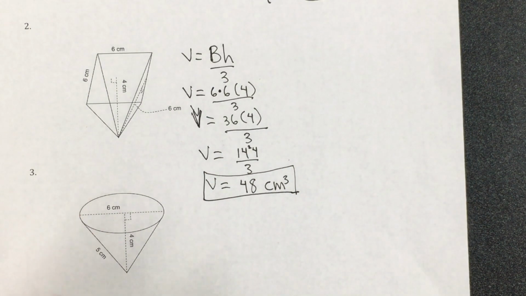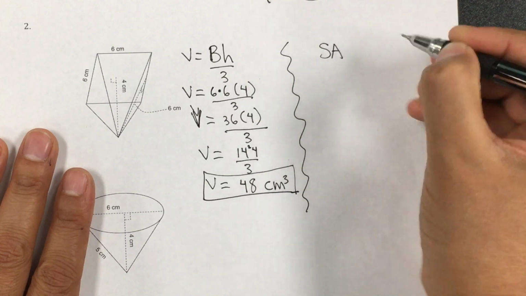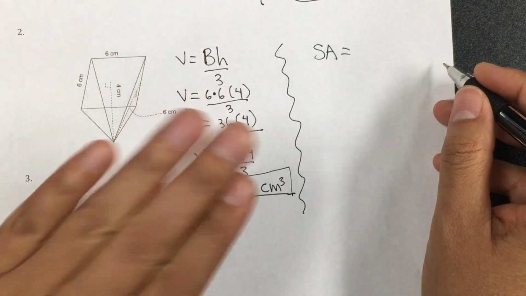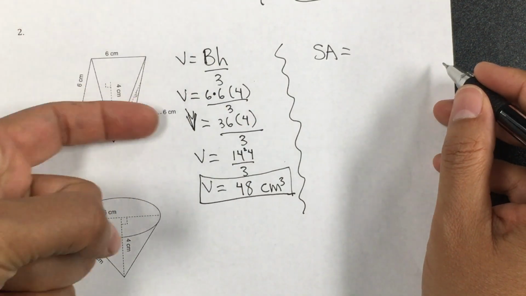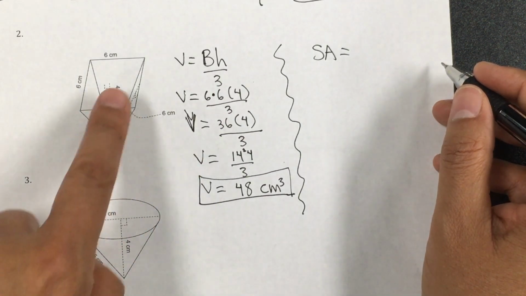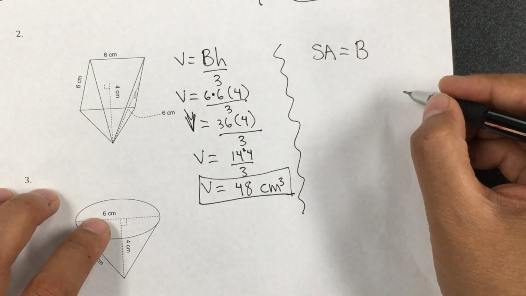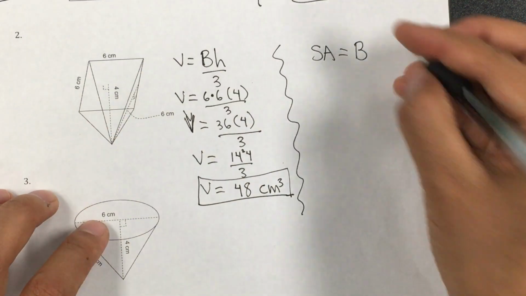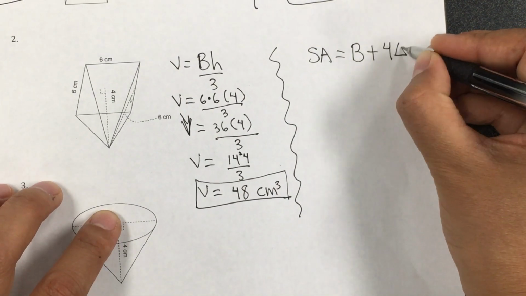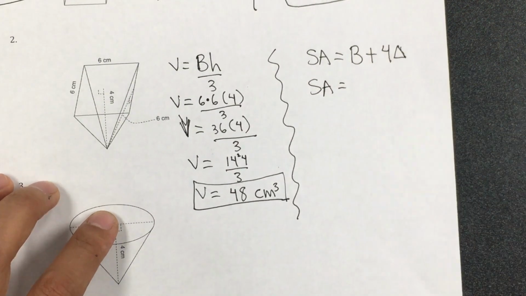Okay. For the surface area, you're going to find it's like you're painting each face, and we have the base, which is a square, and then we have 4 triangles. So it's going to be the area of the base only once, because we only have one base, plus 4 triangles.